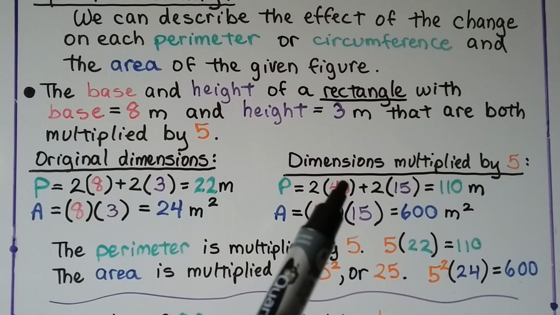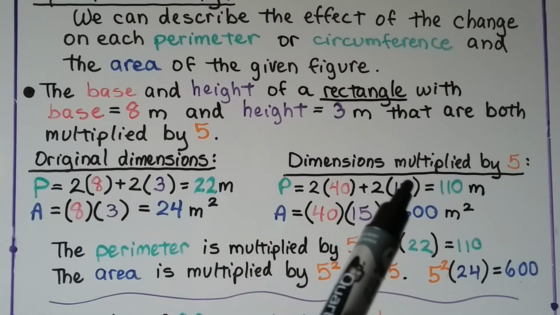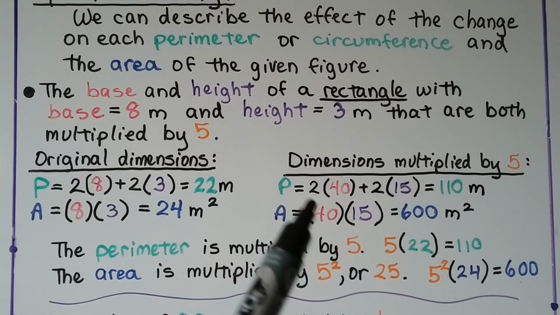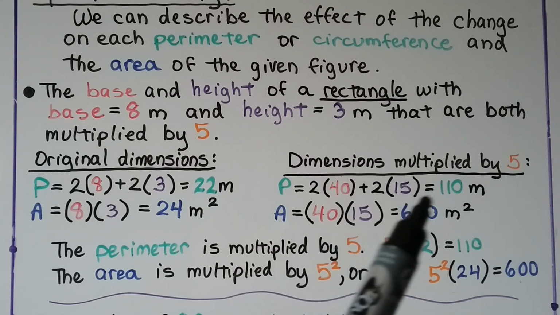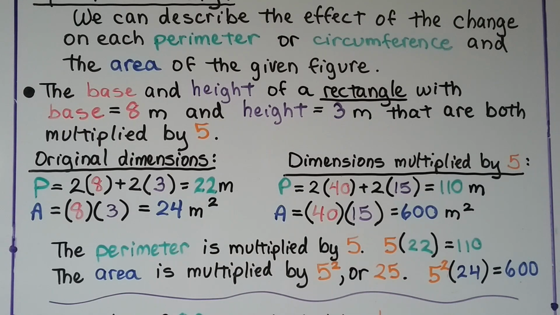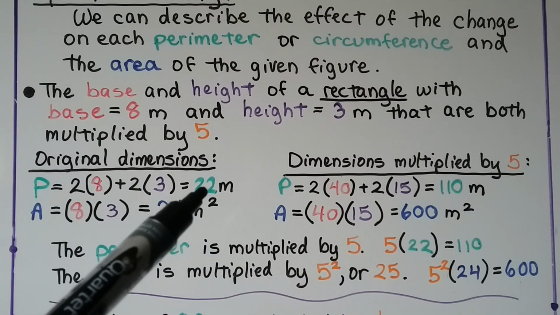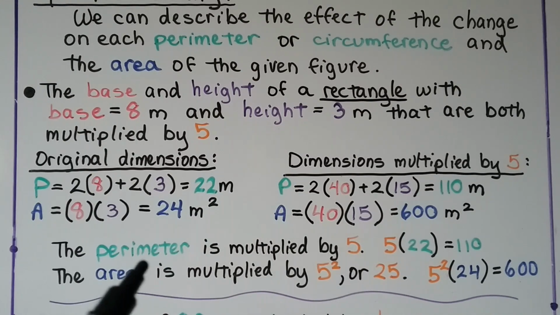8 times 5 is 40, 3 times 5 is 15, so now for our perimeter we have 2 times 40 plus 2 times 15, which is equal to 110 meters. Our new area would be 40 times 15, which is 600 meters squared. So the perimeter is multiplied by 5. 5 times 22 is 110.